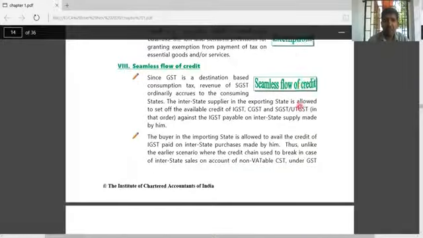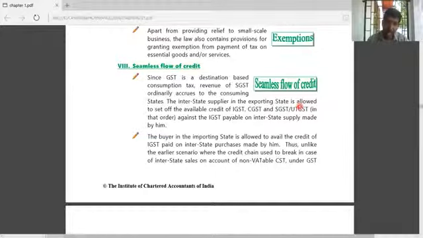Seamless flow of credit. We have discussed the term credit in the earlier lecture. I have paid tax at an earlier stage, and in the subsequent stage I can set it off against the tax collected. Since GST is a destination-based consumption tax, revenue of SGST ordinarily accrues to the consuming states. The interstate supplier in the exporting state is allowed to set off the available credit of IGST, CGST, and SGST, in that order, against the IGST payable on interstate supply.